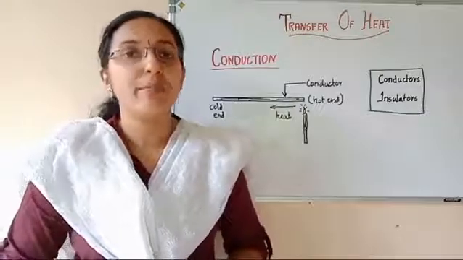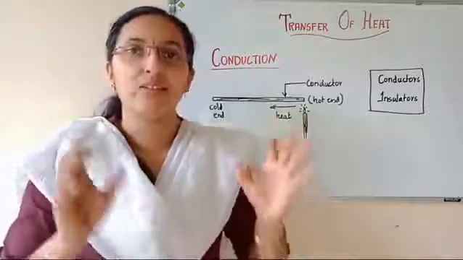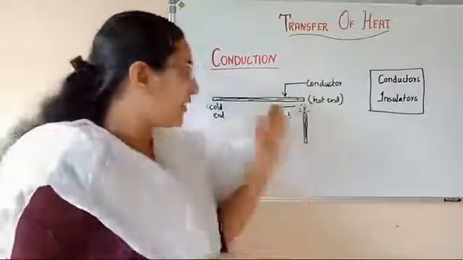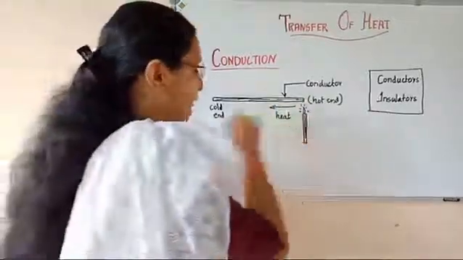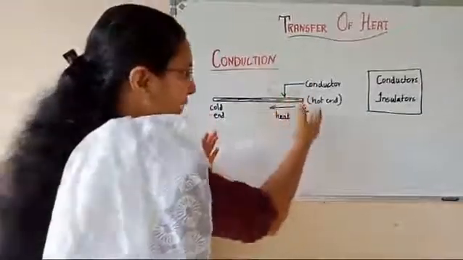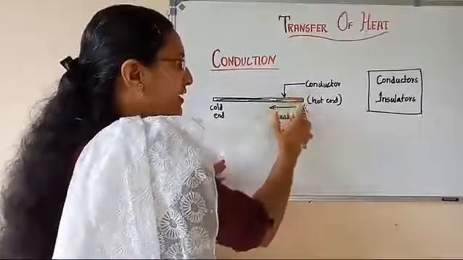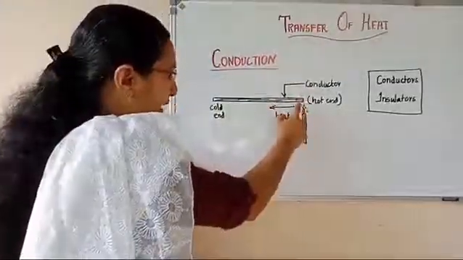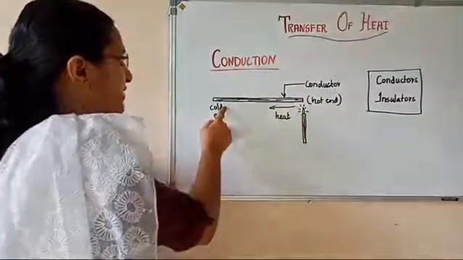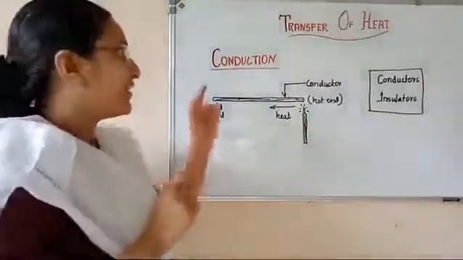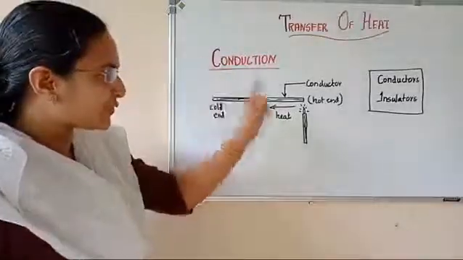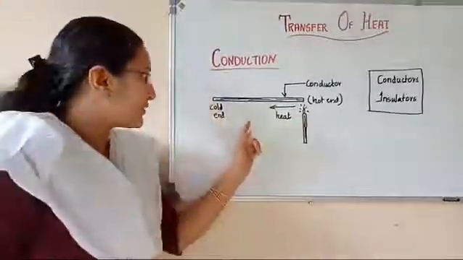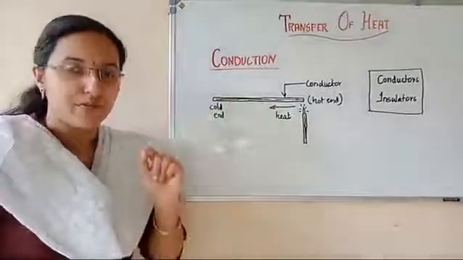These utensils can transfer heat through them, and those substances that can transfer heat are known as conductors. Here I kept a conductor and a candle, and heat began to transfer from this end. This is the hot end. Definitely it will be hot because of the candle flame. The transfer of heat from the hot end to the cold end of the conductor is known as conduction. So you have to remember that.